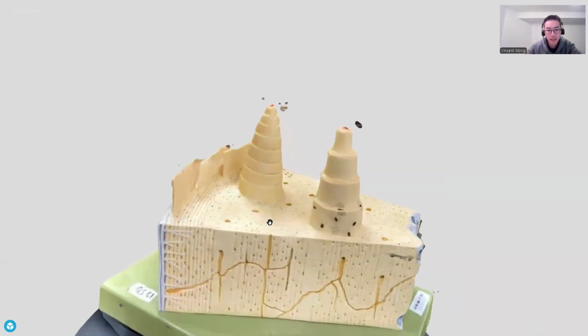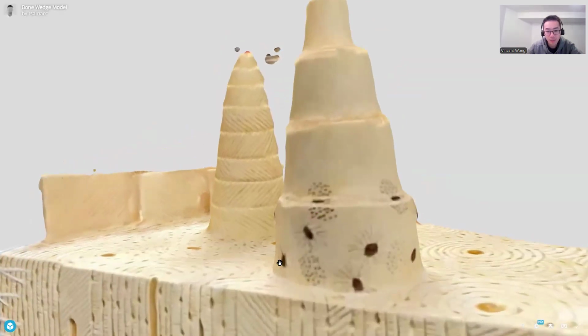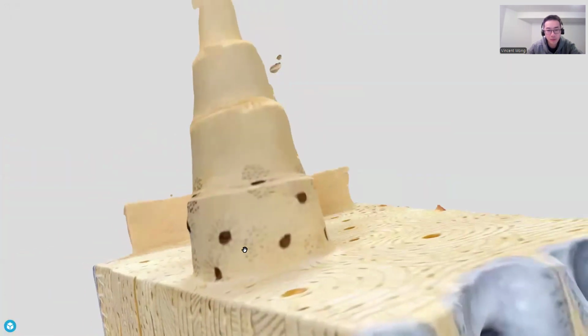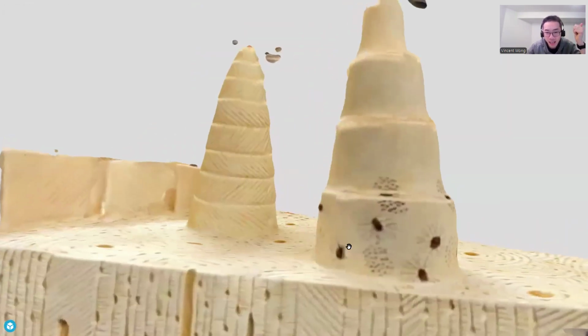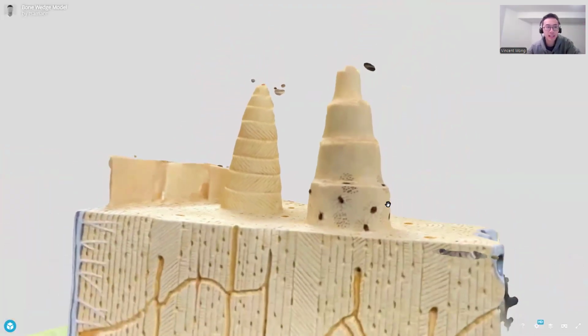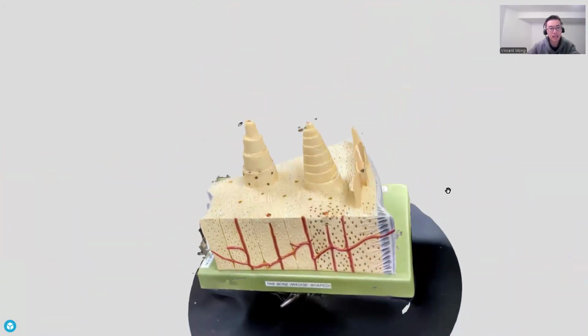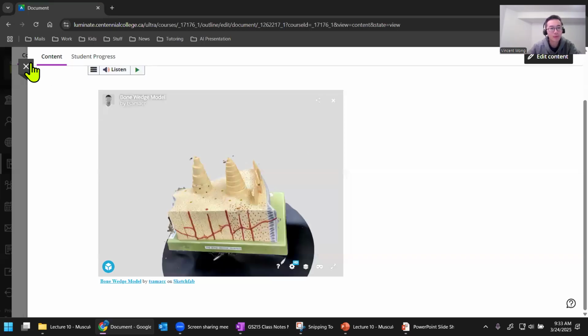And there are little black things all over the place. If you're saying lacuna to the screen, good job. And all these little cracks that are coming out of it are the canaliculi. So play around with the 3D models, please. They're there to help you.